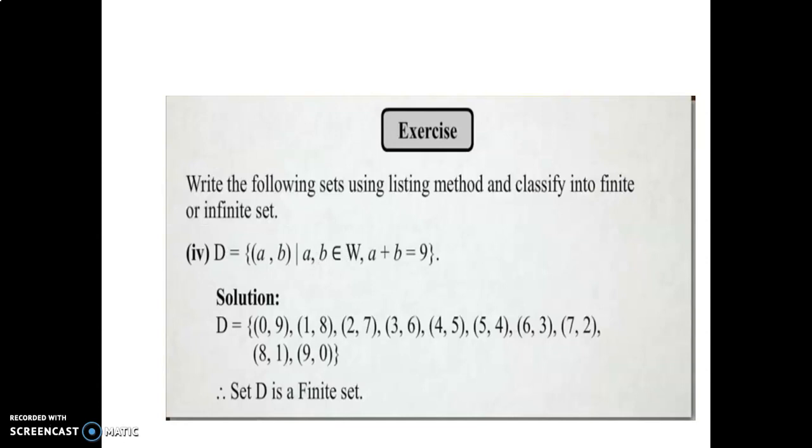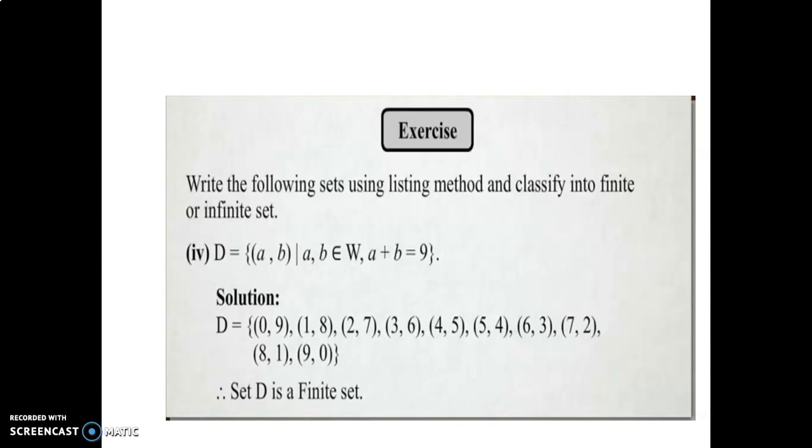The next one, D equals {(a, b)}. Here you have two variables a and b. The vertical line you read as such that. So you'll read it as D equals {(a, b) such that a belongs to W}. W means whole numbers. And the condition given is a plus b equals 9. Here there are two variables a and b which belong to whole numbers. The condition given is a plus b equals 9.